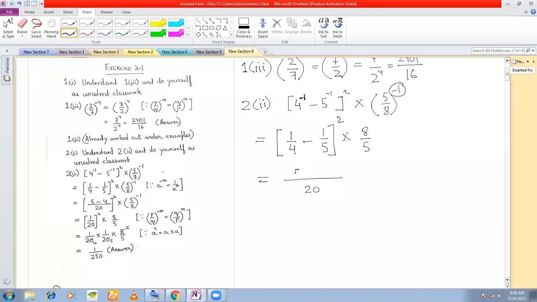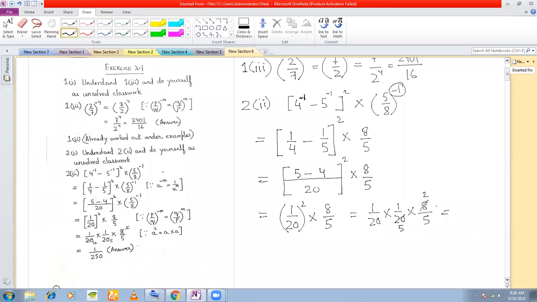20 is the LCM. It's 5 minus 4 whole square into 8 by 5. So this becomes 1 by 20 whole square into 8 by 5, which you can write as 1 by 20 into 1 by 20 into 8 by 5. Now you can cancel 4 2 5, and this you can cancel with 10. This you get 1 by 250 as your answer.